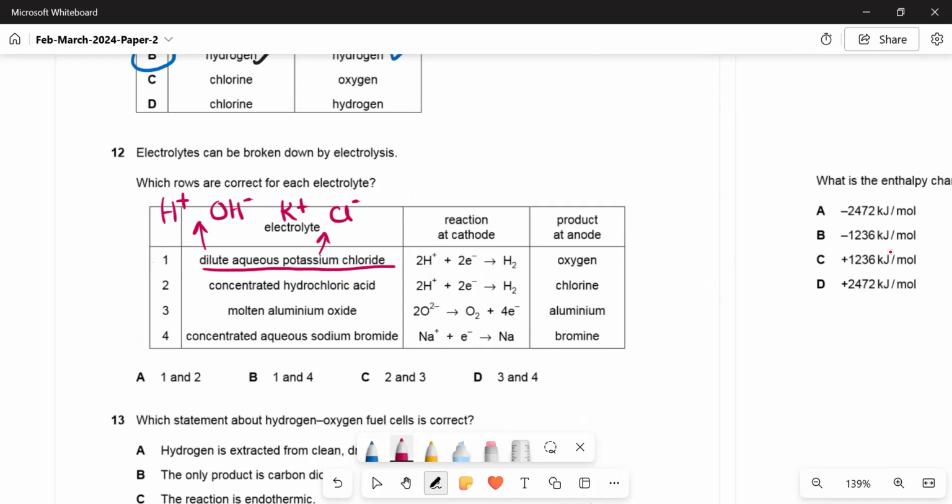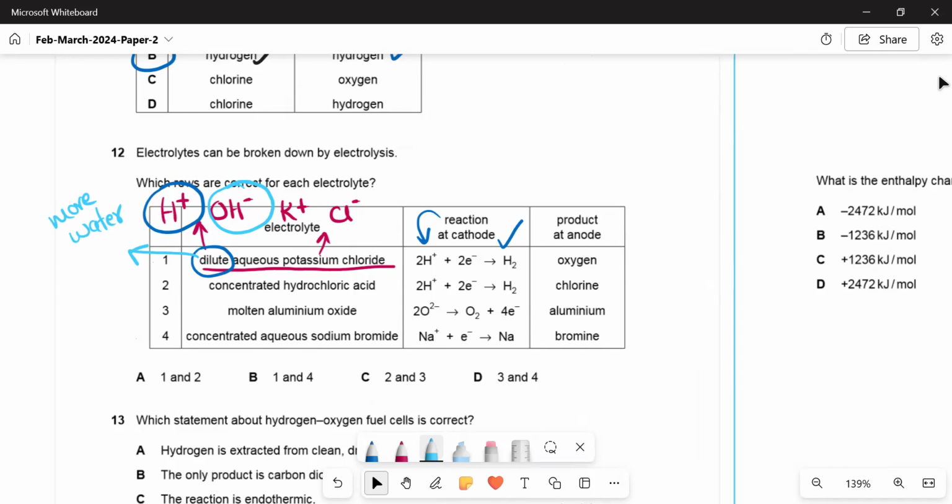From H+ and K+, the cations, we'll see which one is less reactive. Over here, hydrogen is less reactive, so it will go to the cathode. So the reaction at the cathode will be this. And as it is a dilute solution, there will be more water present in it. So obviously hydroxide ions will go to the anode. OH- ions will discharge at the anode and they will form oxygen. So statement 1 is correct.